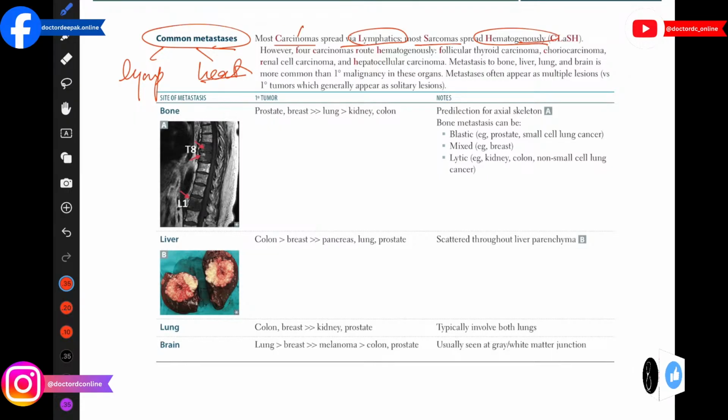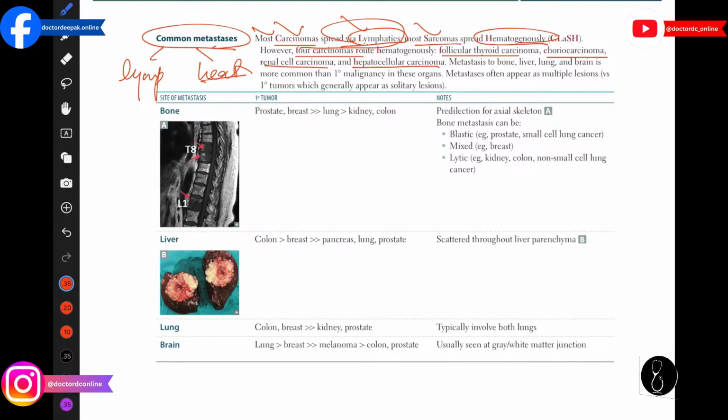What are carcinomas? Carcinomas are a malignant form of epithelial cells. And what are sarcomas? A malignant form of mesenchyme. Most carcinomas spread via lymphatics, but there are exceptions that spread through blood. First is follicular thyroid carcinoma, then choriocarcinoma, renal cell carcinoma, and hepatocellular carcinoma.